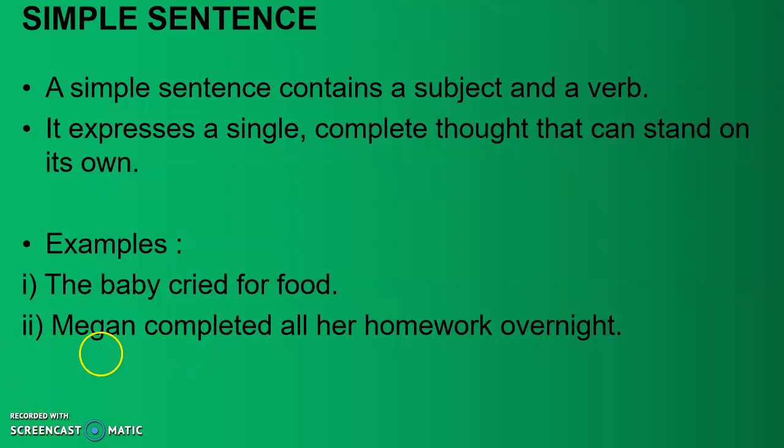If we look at the first example over here, the baby is the subject, and we know what the subject is doing at that point in time, which was crying, and also why the baby cried, which was for food. Therefore, it makes complete sense, and it's a simple sentence without depending on any conjunction or any other clause. Second example, Megan completed all her homework overnight. Same concept, whereby in one simple sentence without an additional conjunction, the whole sentence makes perfect sense.